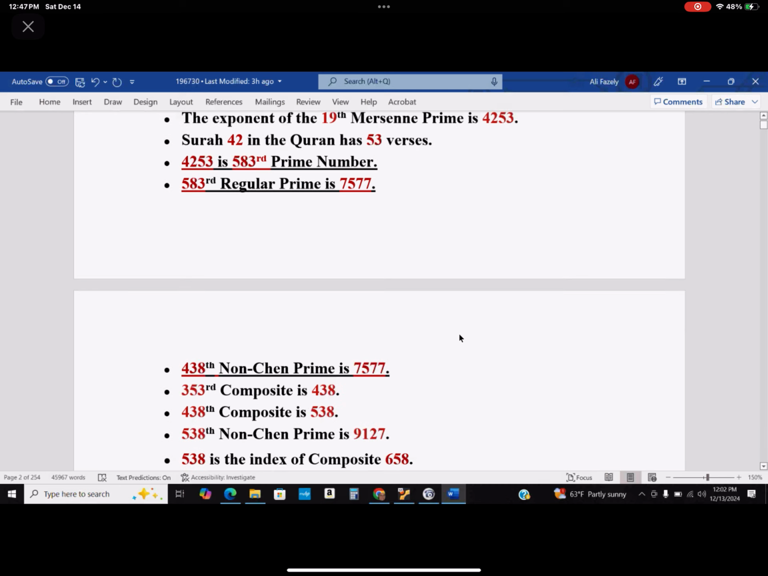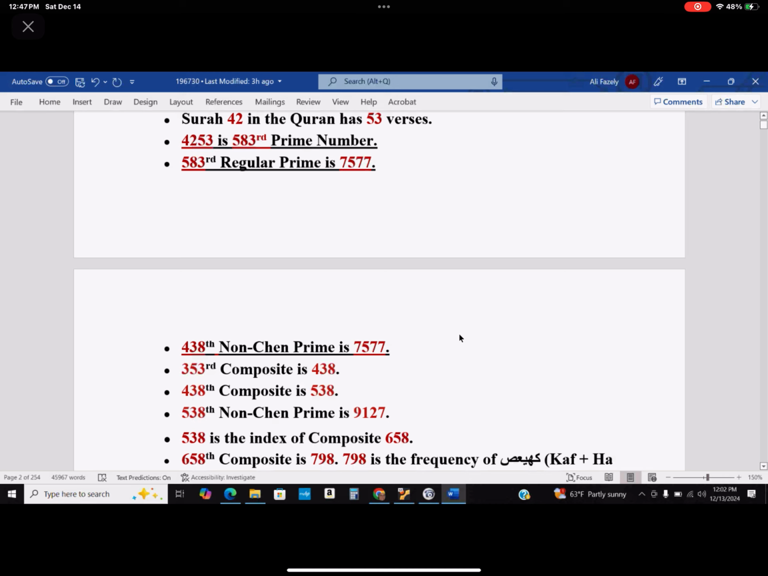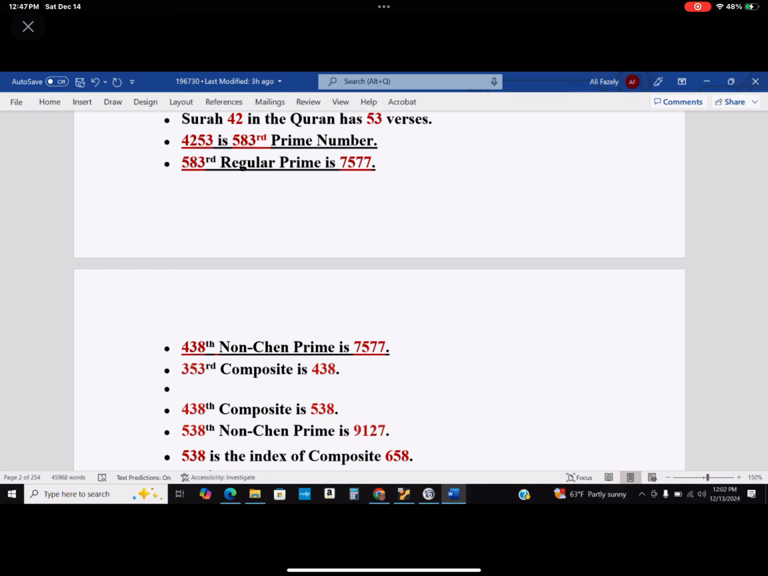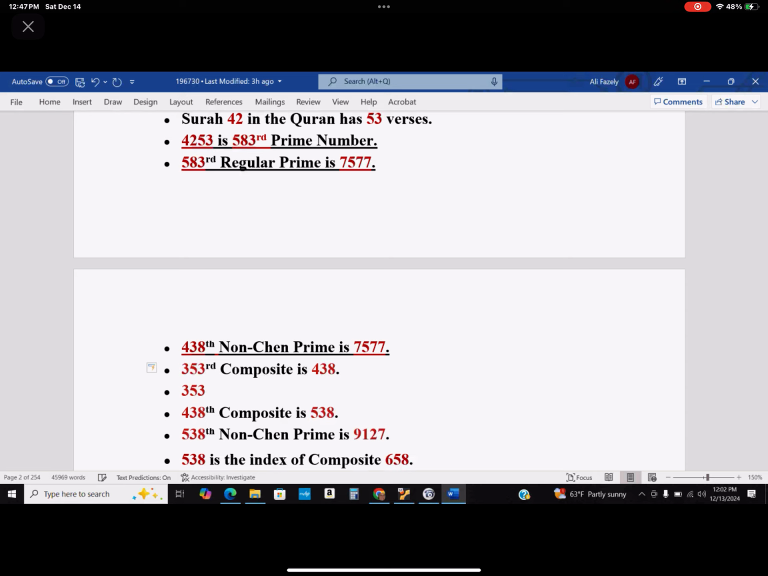Okay, so let me see if I wrote this down here or not. No, I didn't, unfortunately. Okay, so I'm going to add it up here. 353 is the frequency of Hha plus Meem in Surah 42. Okay, so we didn't have this, so I just brought it here.